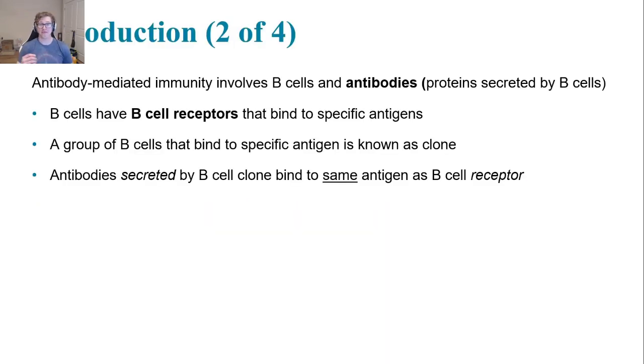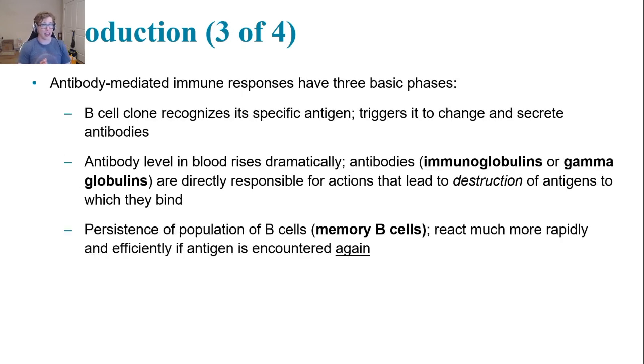So, B cells are all about antibodies. They have B cell receptors that bind to specific antigens. Like I've been talking about throughout all class, it's that lock and key methodology in the adaptive system. Now, there are 3 different phases. First one is the activation. It recognizes the specific antigen, which triggers it to change and secrete antibodies.